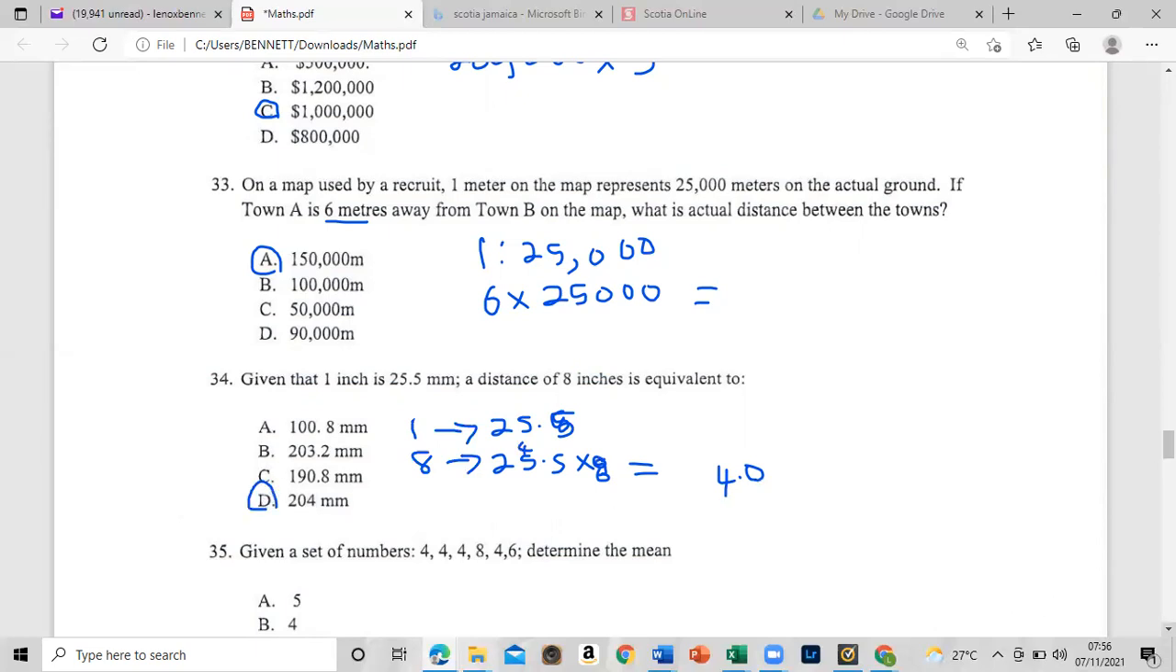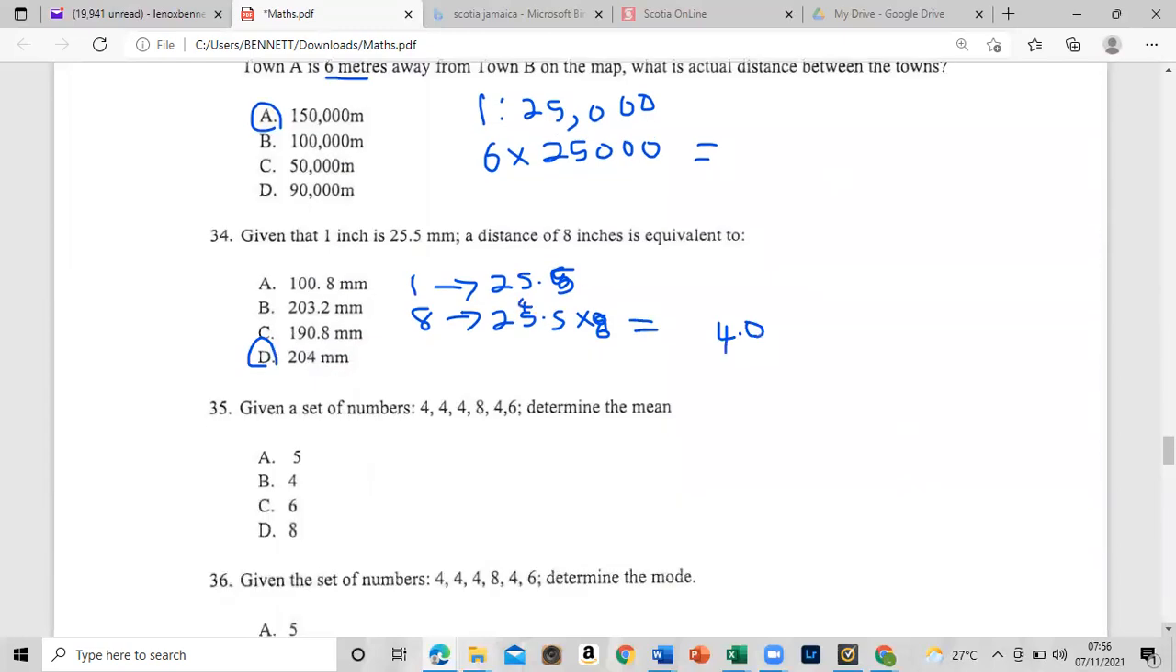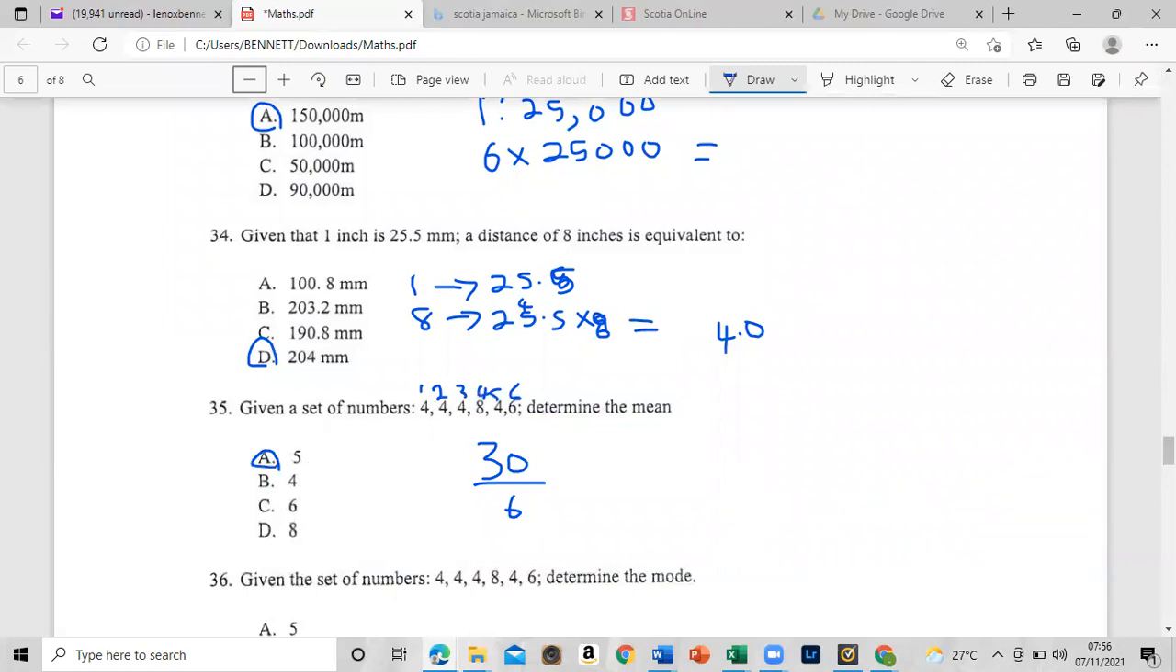Alright. So given a set of numbers 4 4 4 4 4 8 4 6, determine the mean. So the mean is when you add up all of them and divide by the number of numbers. 4 4 8, and that's 12, 20, and that's 30. So the total is 30 divided by how many numbers? So we have 1 2 3 4 5 6 numbers. So we divide by 6. So the answer is 5. All right, guys, remember to hit that like button.